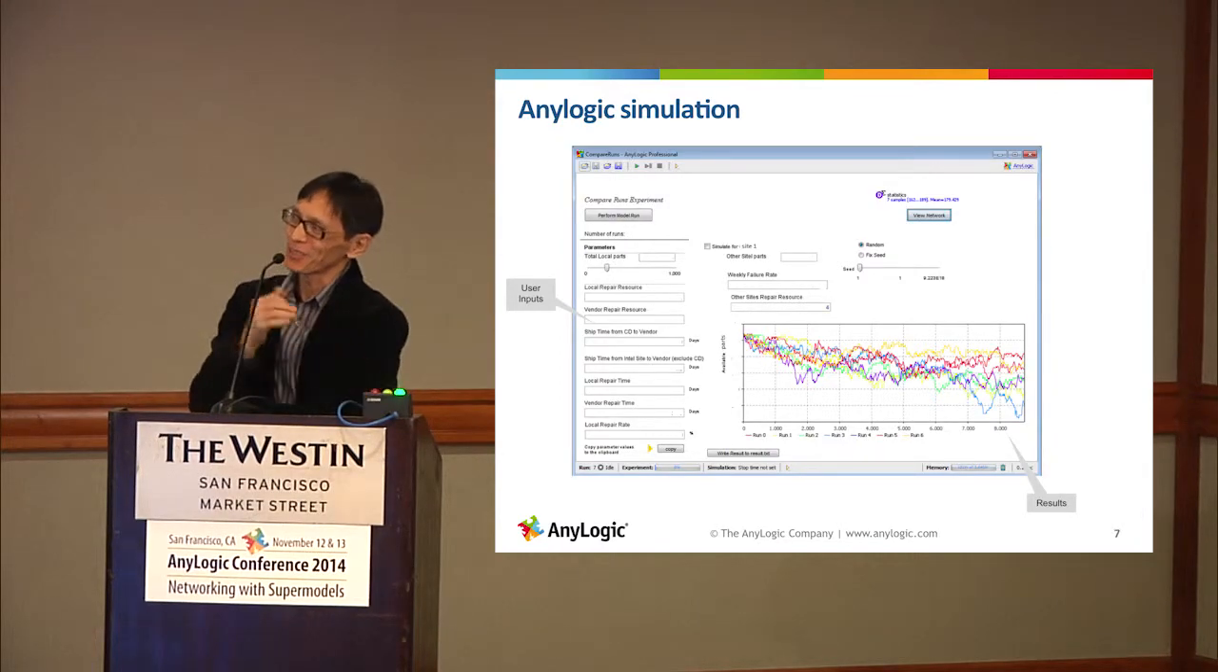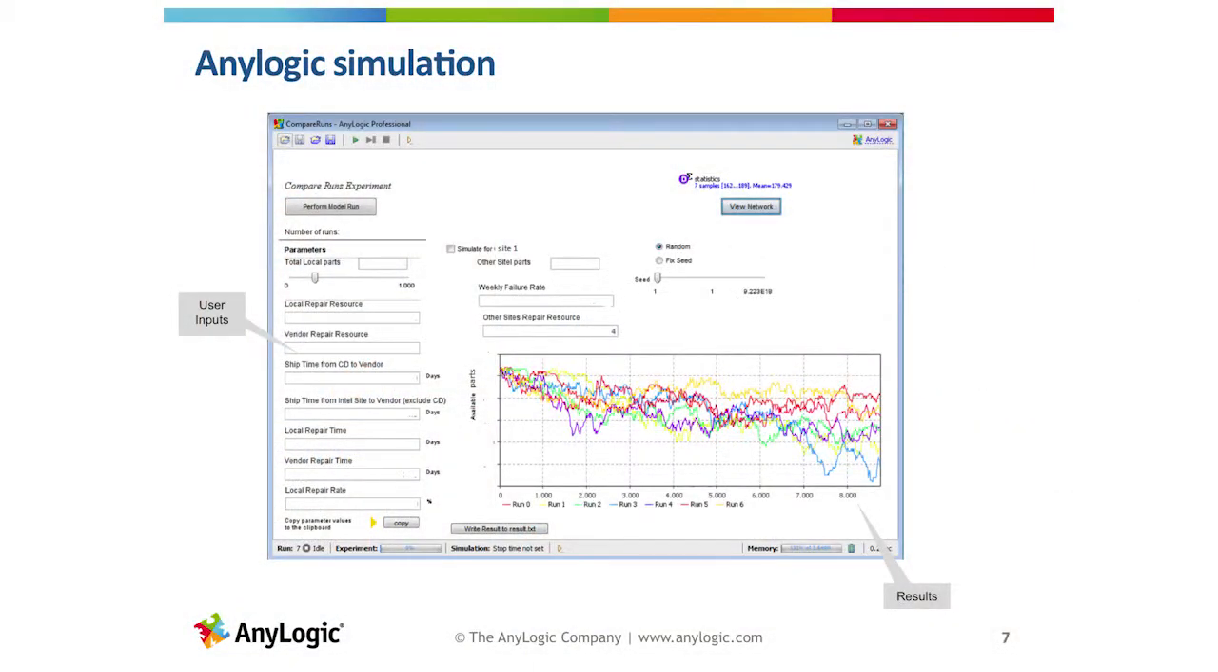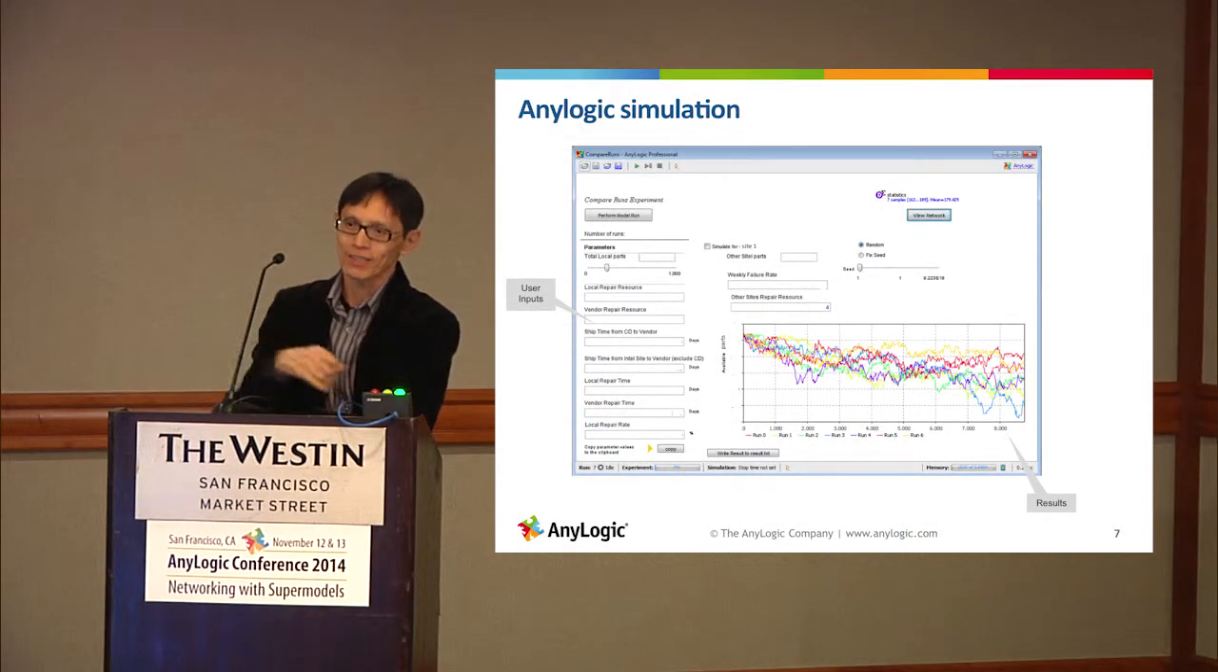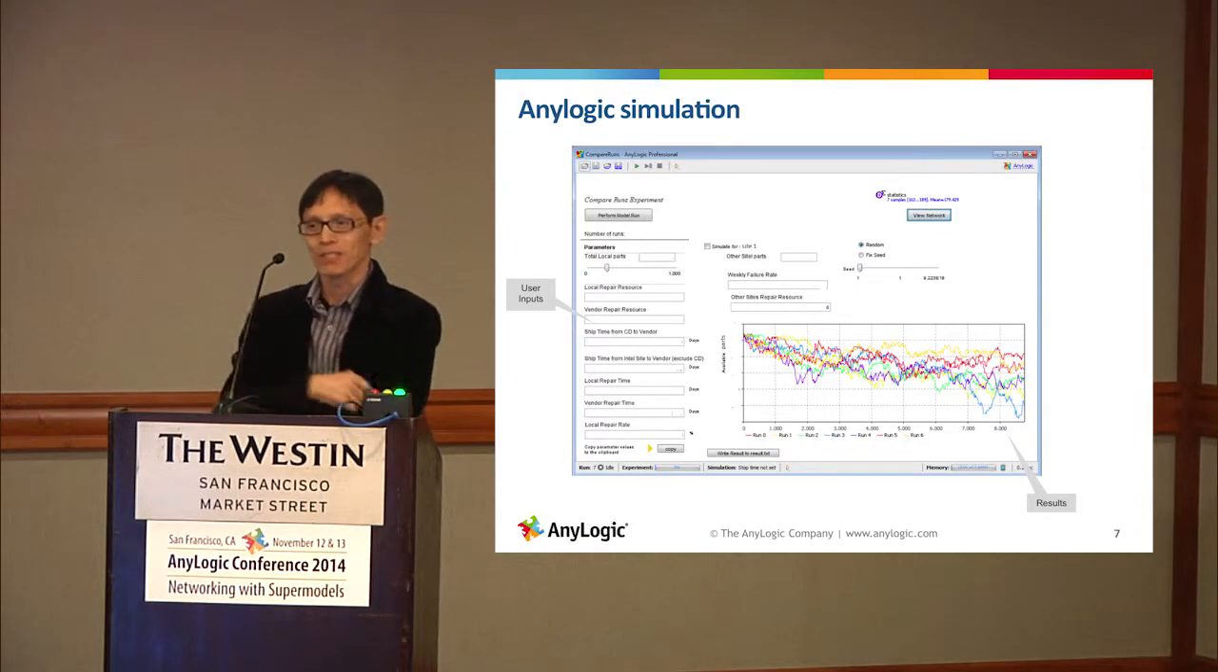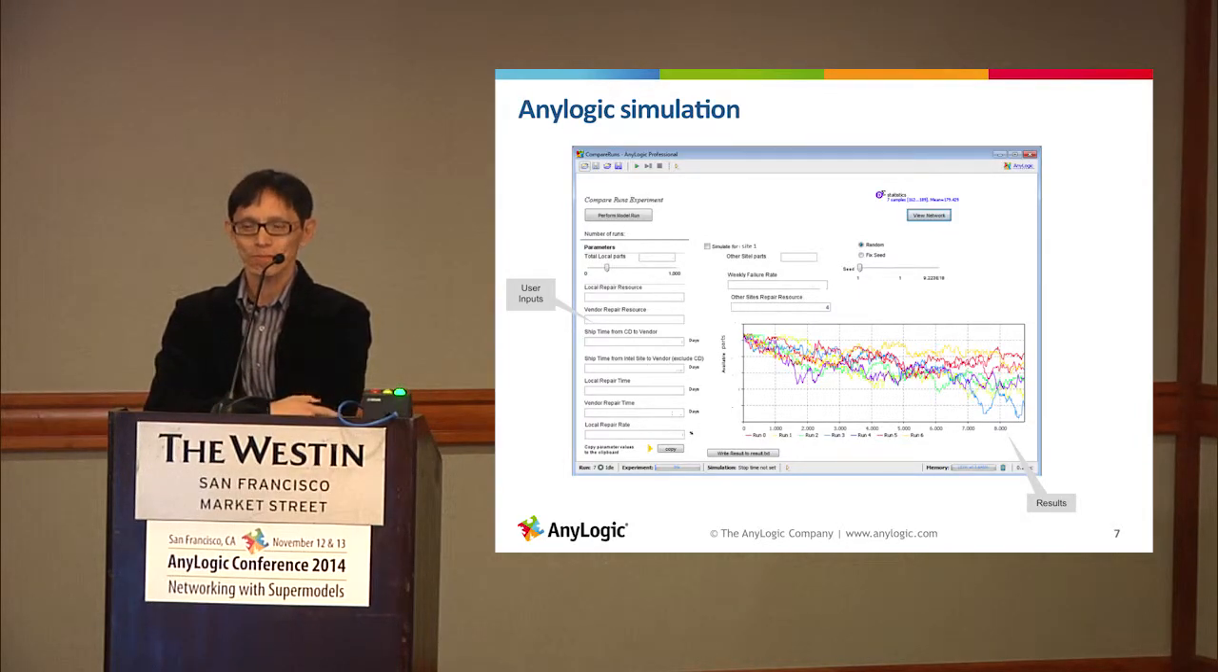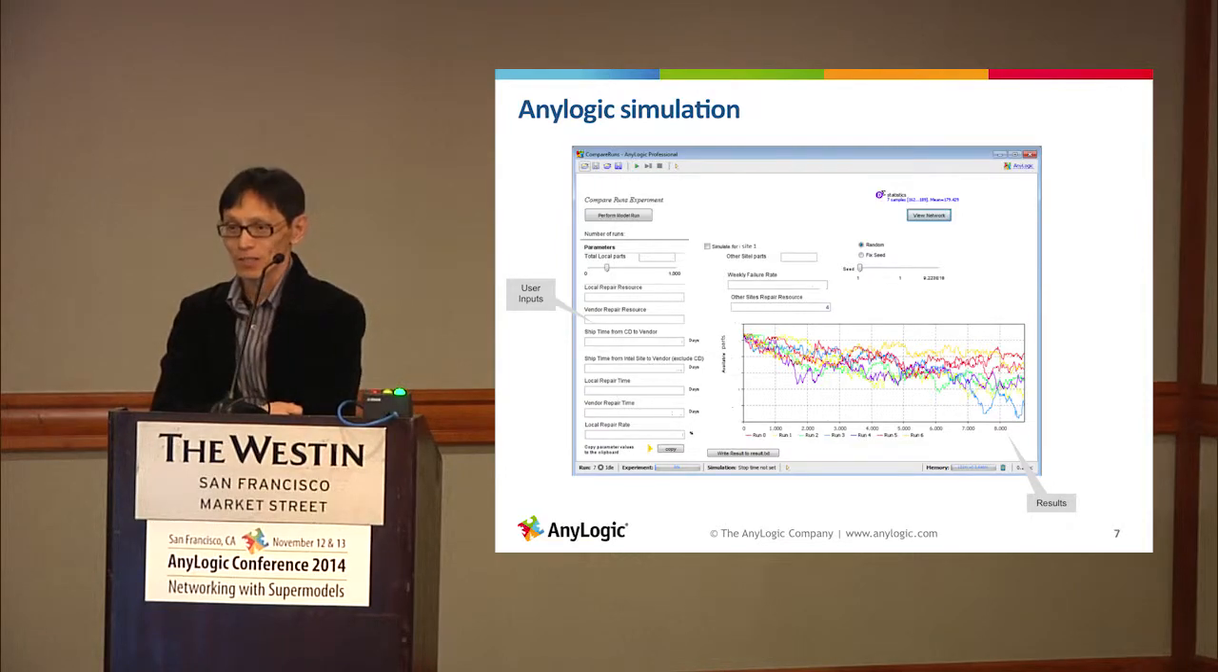And this is a user interface. In the real simulation, I have all the parameters filled in by default, which is the current situation: how many parts we have right now, what is the failure rate at the site, what is the TPT, how many resources they have, and they can run the simulation.